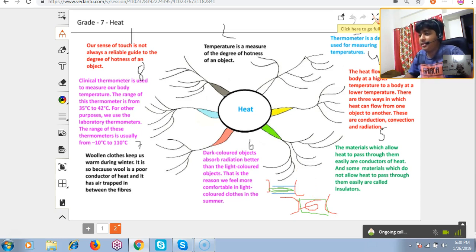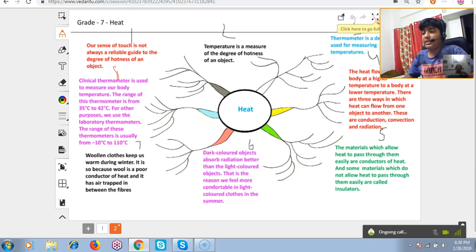Now the sixth point: dark colored objects absorb radiation better than light colored objects. That is why we feel more comfortable in light colored clothes in the summer. Black or any other dark colored clothes like dark blue, dark green, or dark red absorb heat way faster. So that is a better set of clothes for winter. But if you wear light colored clothes like white, light blue, light green or pink in the summer, you feel really cool because they don't absorb the sun's heat.